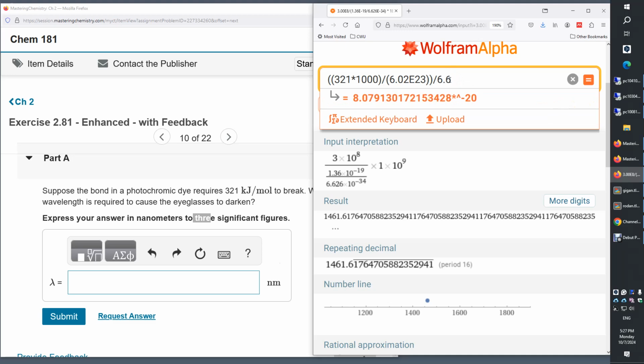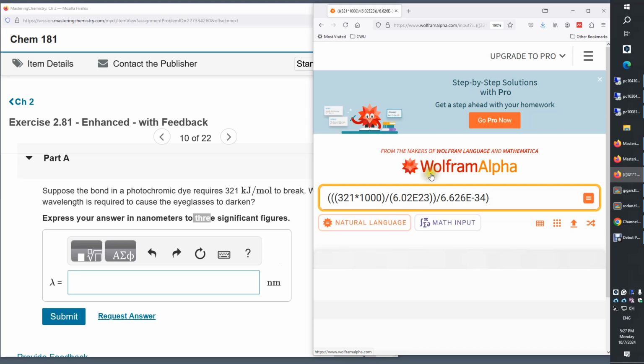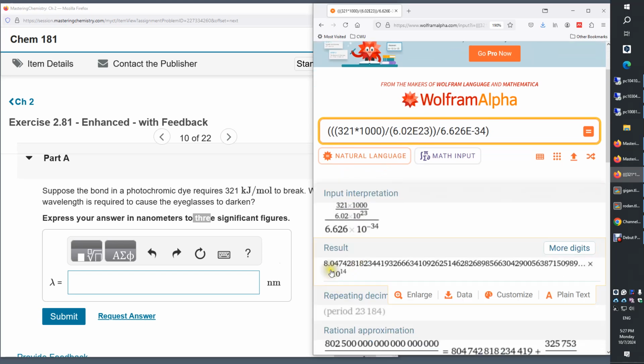Now divide by the Planck constant, and we get the frequency of the photon. This is going to be a very large number. We can do some calculations here. You can see it's 8 times 10 to the power of 14 hertz. Alright, it's a very high frequency.